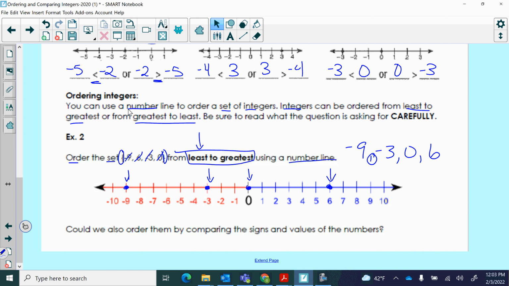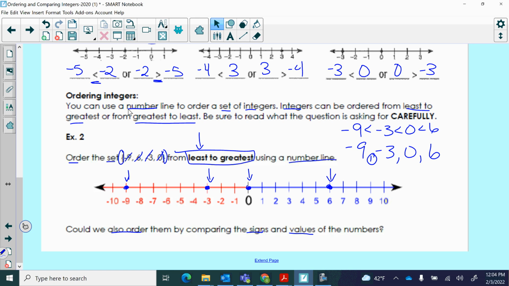In this case, I'm going least to greatest. The first number is going to be the smallest. So I'm going to be using a less than sign. So I can rewrite this as an inequality statement and say -9 is less than -3, which is less than 0, which is less than 6. So I've now changed that from an ordering to an inequality statement. Make sense?